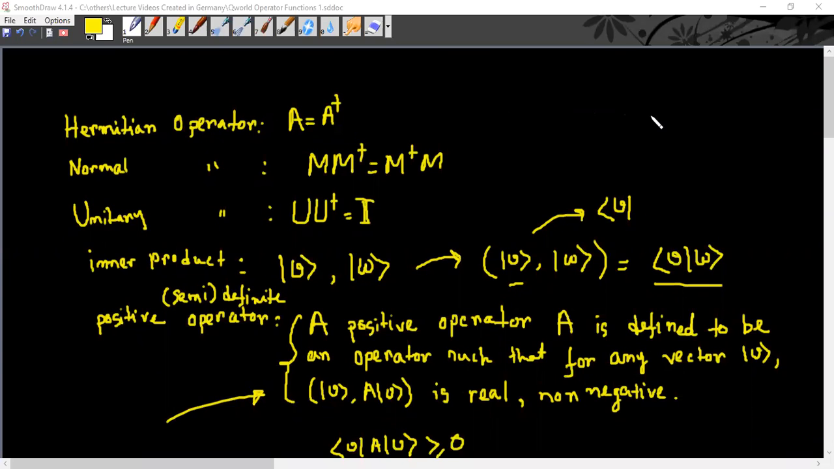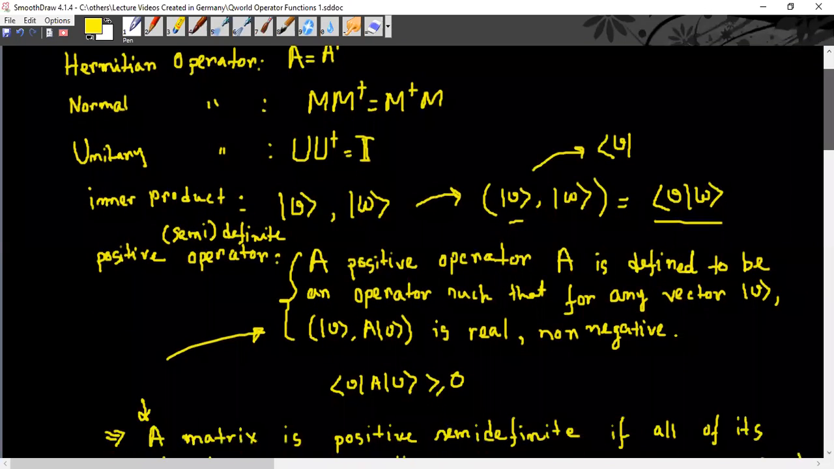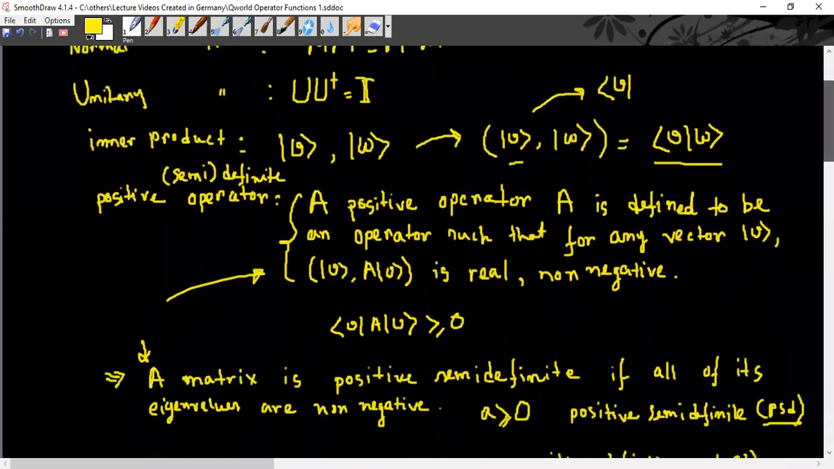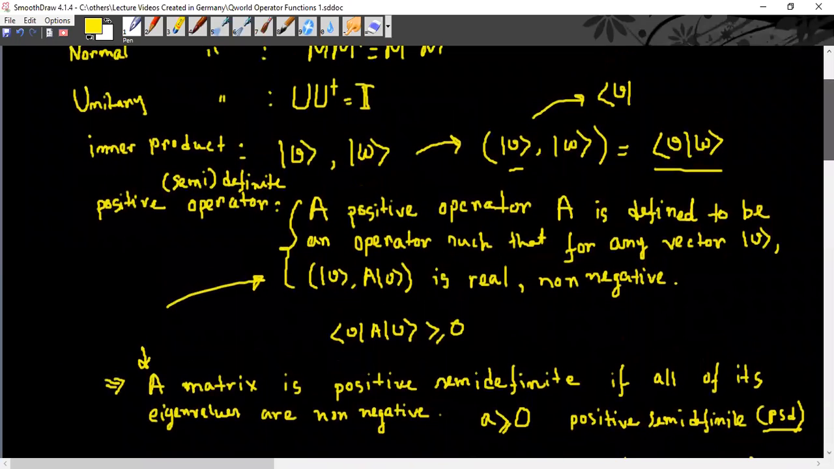So I'm going to start where I left off in the earlier video. I was discussing some definitions, and I discussed the definition of a positive semi-definite operator. But let me tell you how the definition that I know, and the definition that is given in that book, are equivalent.